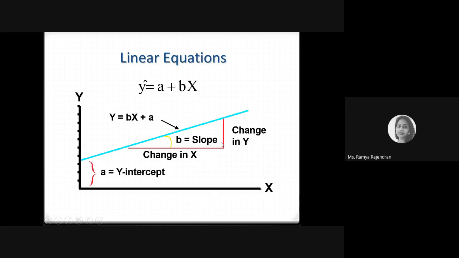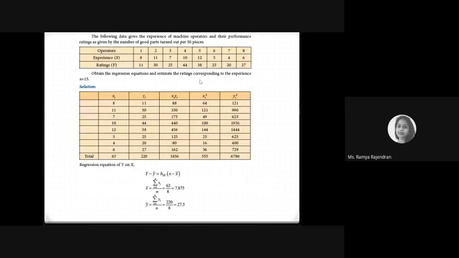Slope is nothing but the change of x and change of y. When one variable increases or decreases, what is the change happening in the other variable. That rate of change is your slope. I believe that you all know this already. So this is a simple linear equation formula, y equal to a plus bx. We have a small example here, as I mentioned earlier.